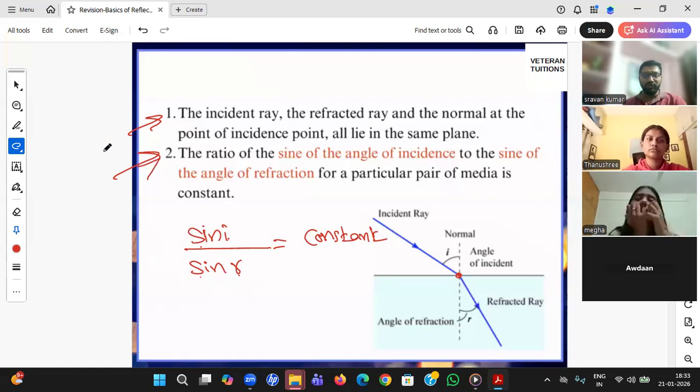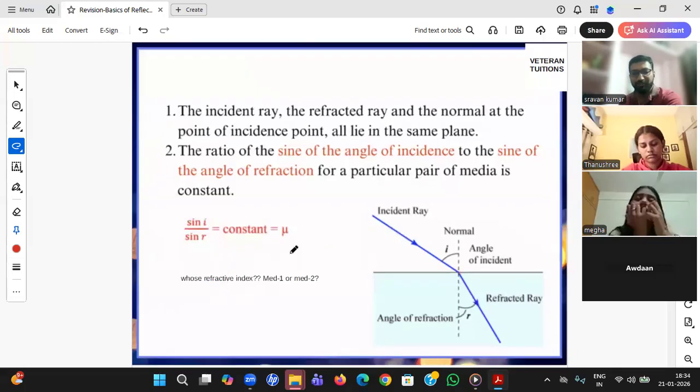But when you want to go to numericals, this information is not at all enough. Why? Because now the question comes, it is equal to a constant. What is that constant? Then I'll say mu is the constant. Then again the question comes, sir, we have 2 mu's here. You see, this is air, which has 1 mu, and this is another medium, which has another mu. So what is this mu? Is it mu1 by mu2? Mu2 by mu1? That question comes.